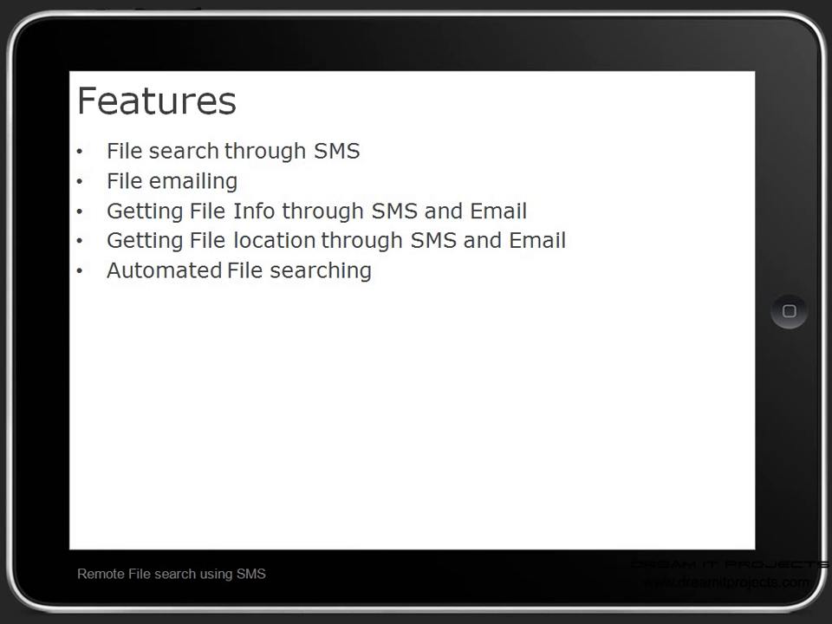Let's say I have to find out the location of the file. Just give a file name, it will search the file and provide you the location. If you want to know the size of the file, the code will change. Let's say for sending a mail, the code would be SM, send mail. For file info, FI. So there will be predefined codes which we will be using for our application. And automated file searching. So all this we have covered now.